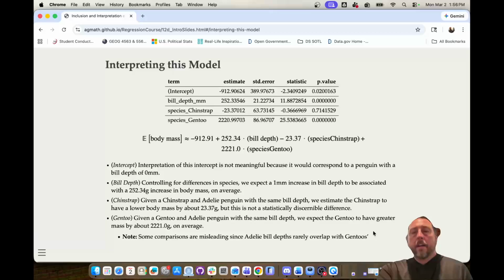All right. Again, just a note here, some of these comparisons are misleading because Adelie bill depths rarely overlap with the Gentoo's bill depths. Gentoos had much more shallow bills than the other two species of penguin did.